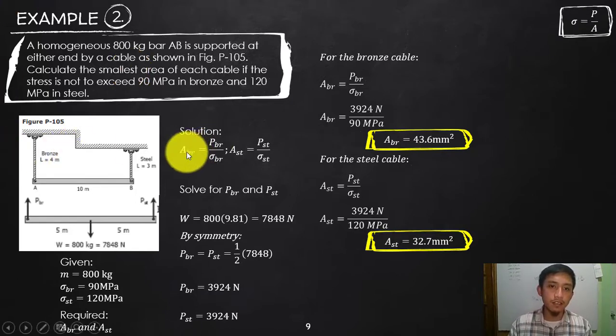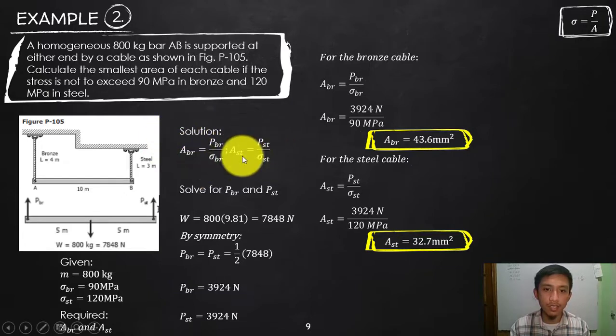Okay, so again, that is just coming from the formula of normal stress. Why is it normal? Because the force is perpendicular. If you try to cut the cables, the area is perpendicular to the force that is carried by the cable. So rearranging, area is P over sigma, but we are first focusing on the bronze and later on we'll go to steel. So what are the P?